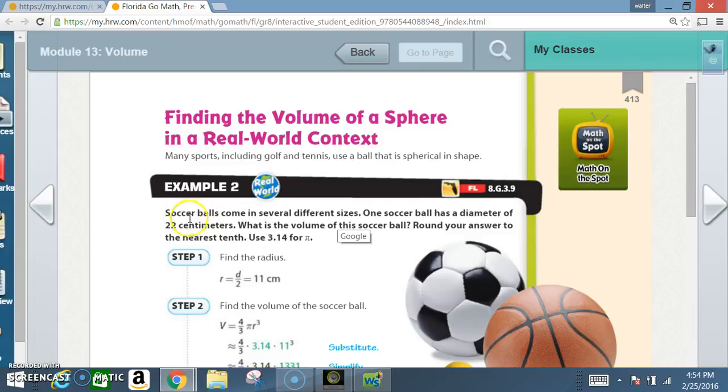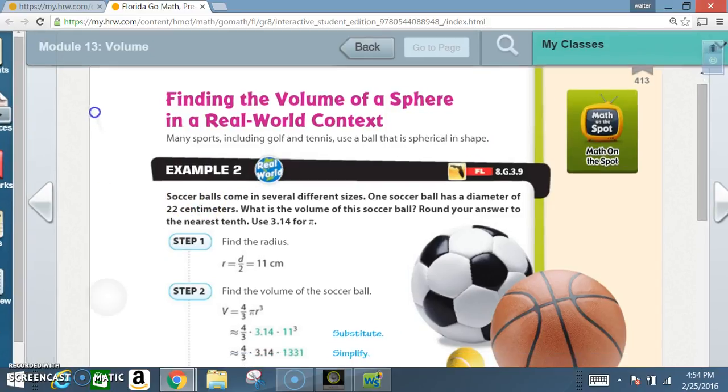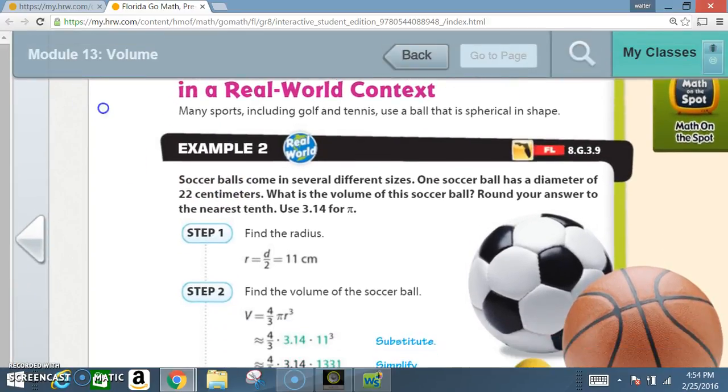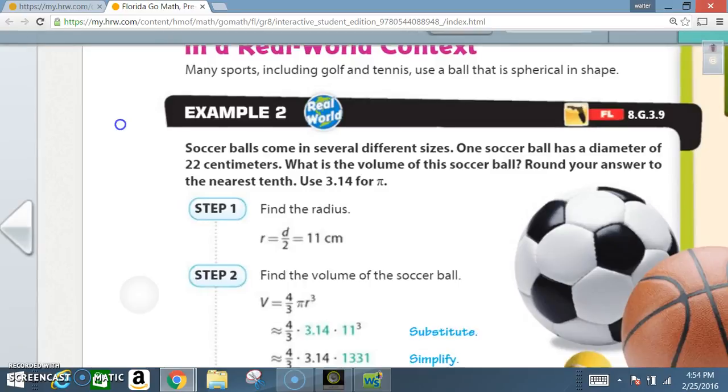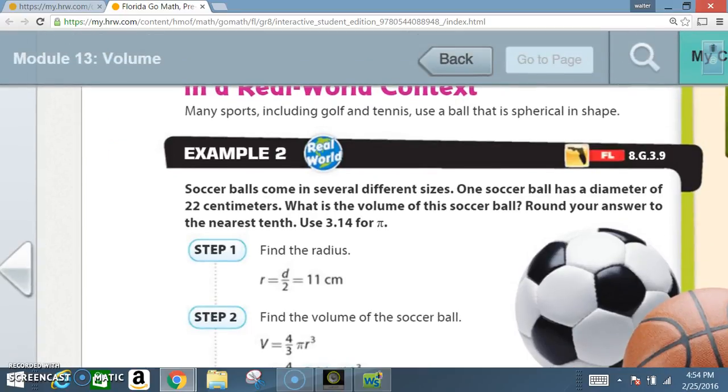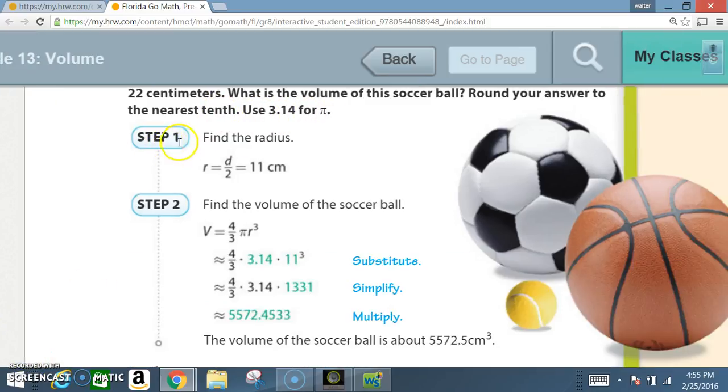Example 2. Soccer balls come in several different shapes and sizes. One soccer ball has a diameter of 22 centimeters. What is the volume of this soccer ball? Round your answer to the nearest tenth. Use 3.14 for pi. Step 1. Find the radius.